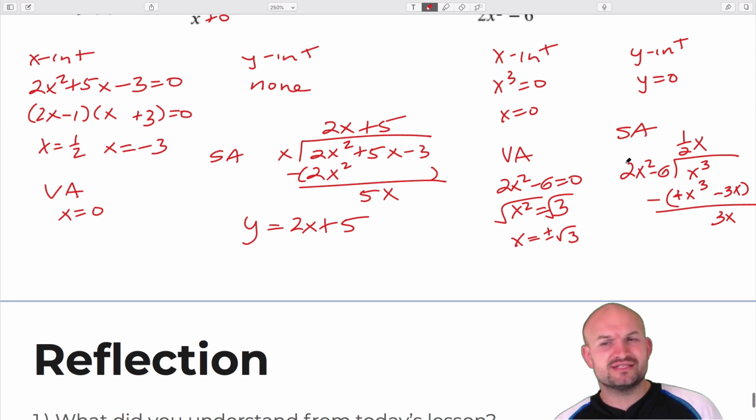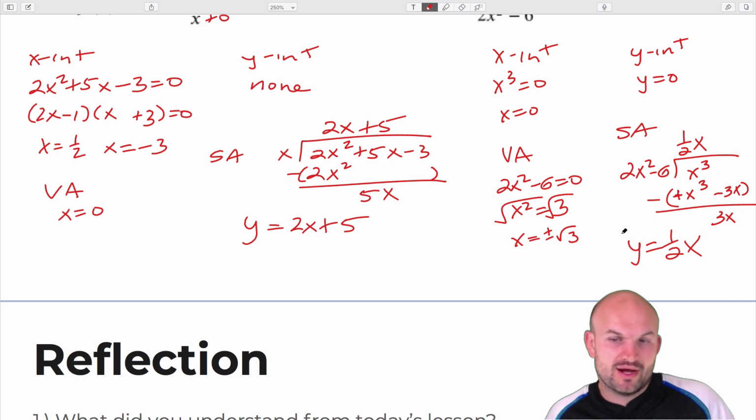And then you can see that 2x squared does not divide into a 3x. So that's it. So y is equal to 1/2 x. And that's it. So we're just going to have that line, y equals 1/2 x.